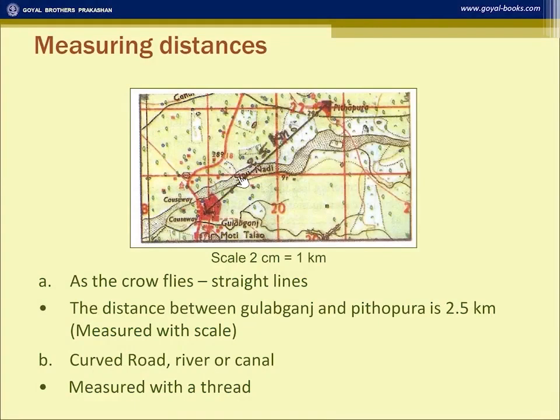Now we come to the curved road, river or canal. Can you see here? There is a curved road, metal road, a canal is here, this one, and a river which is not a straight line, which is curved. Now for that you are given 20 meters thread in the examination. You will first measure it with this thread. I will just explain to you.